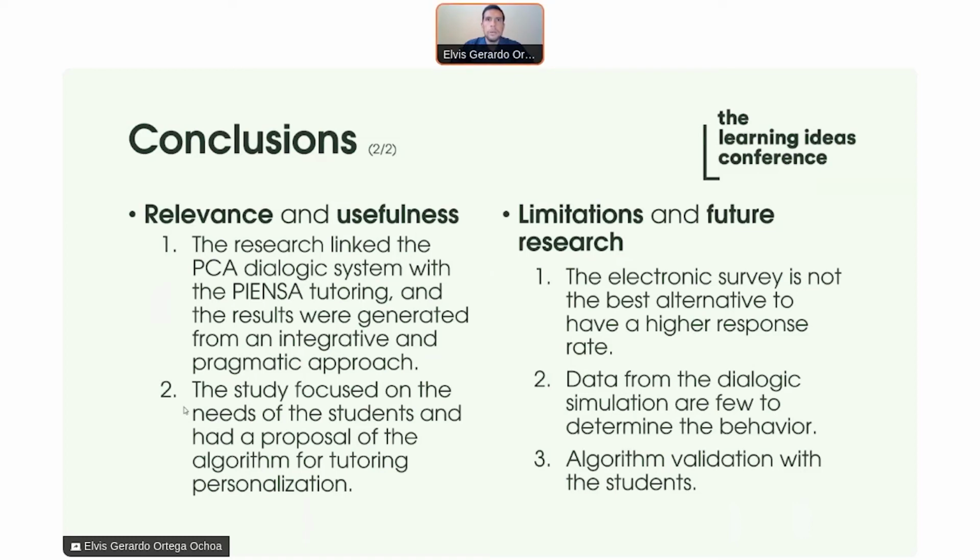Acknowledging the difficulties encountered and thus the partiality accomplished is scientifically ethical to provide solutions for future research. In the population and with the research procedure, the electronic survey is not the best alternative to have a higher response rate. Consequently, other administration ways need to be evaluated. In addition, data from the dialogue simulation are used to determine student behavior. Hence, a broad database with diverse interaction is necessary to validate categories.